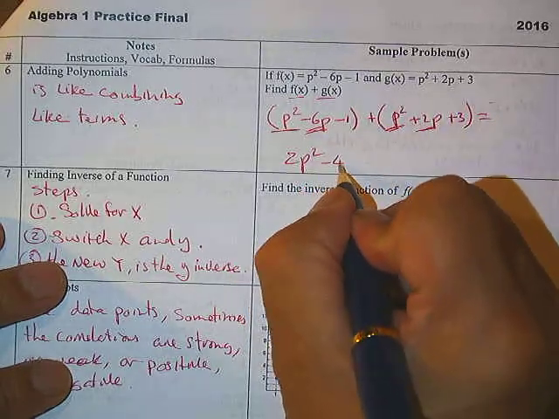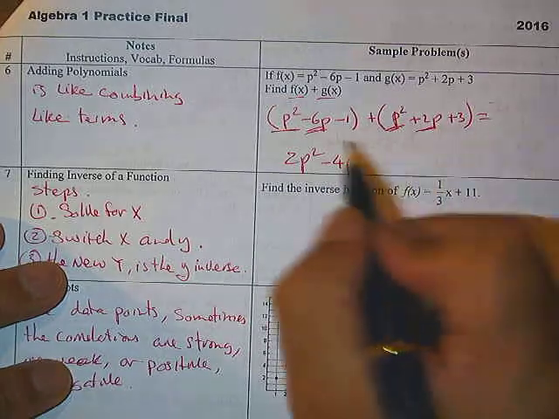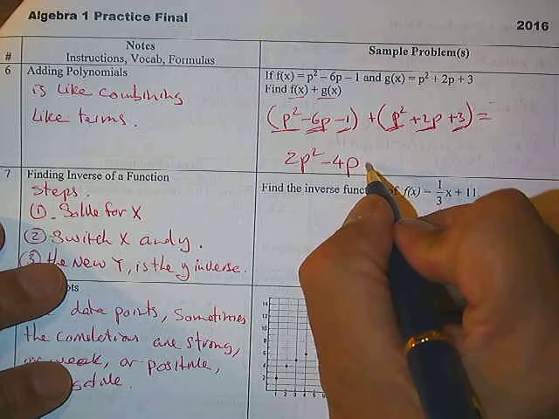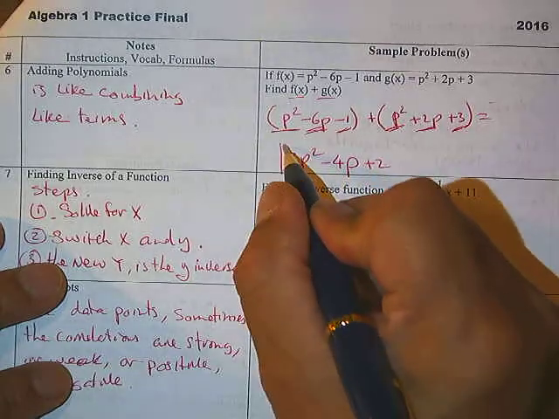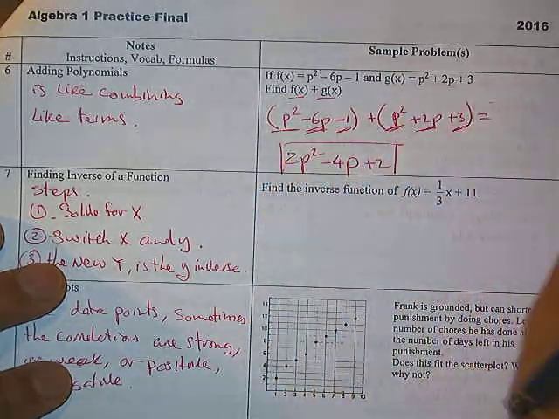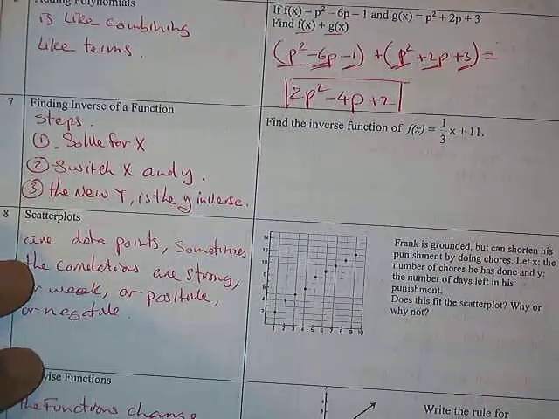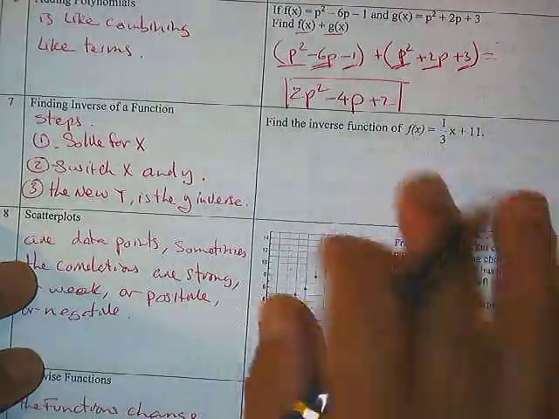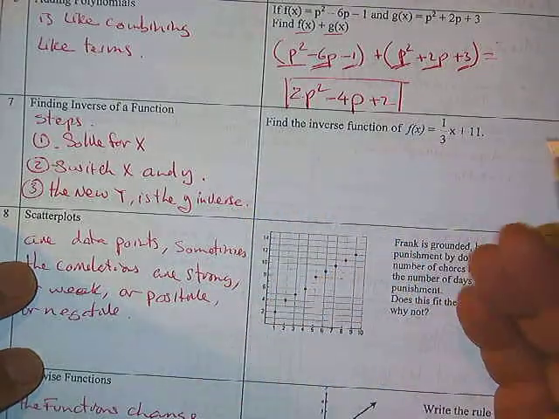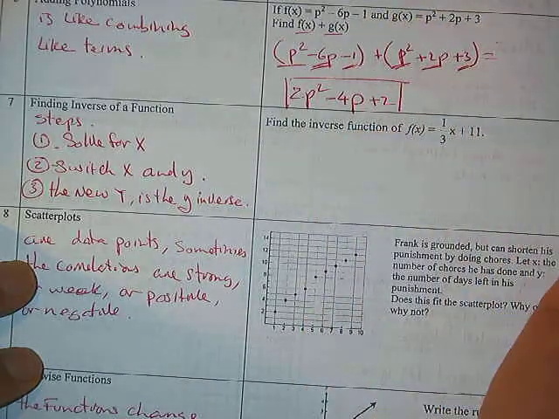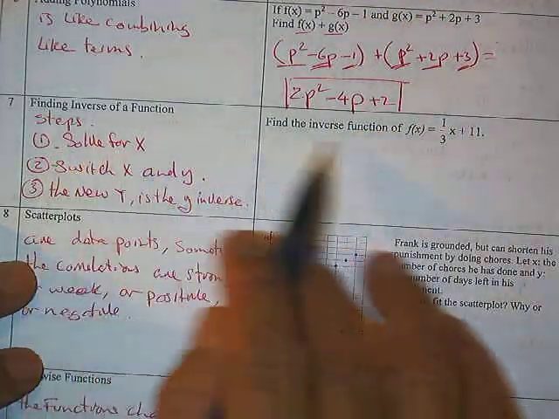So we're just combining like terms right now. So p squared and p squared, these are like terms, 1p squared, another p squared, that's 2p squared. And then we have negative 6p, positive 2p, combined like terms, minus 4p. And we have a negative 1 added to a positive 3, that's a positive 2. So combining like terms, adding polynomials, pretty simple stuff.